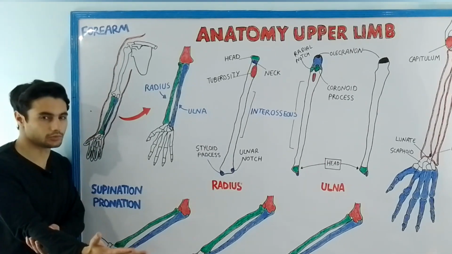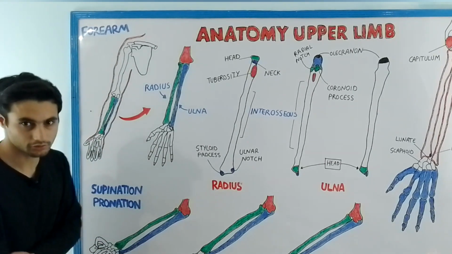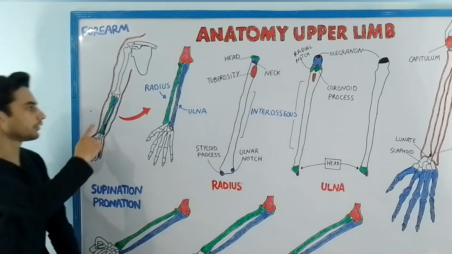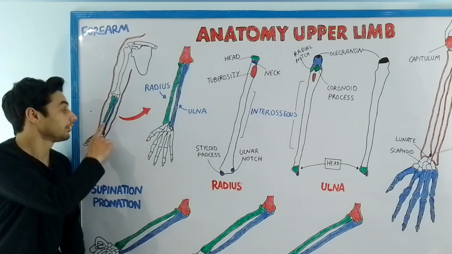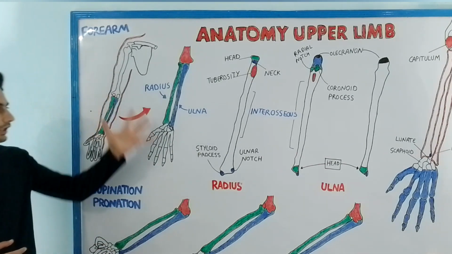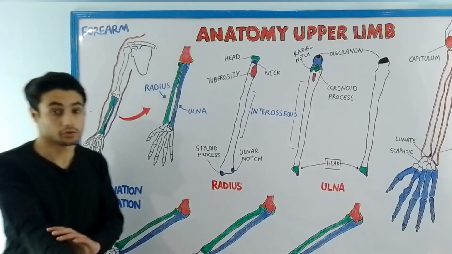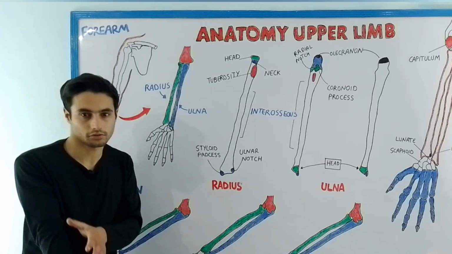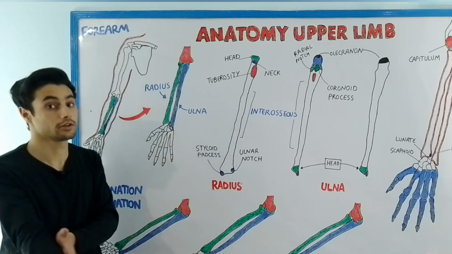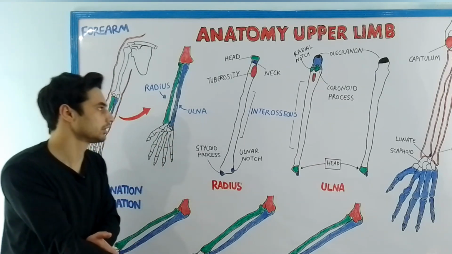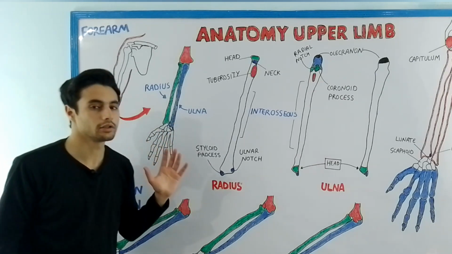Now, your forearm or the antebrachium consists of two important bones, the radius bone and the ulnar bone. Have a look at this diagram. The radius bone is present on the lateral side and the ulnar bone is present on the medial side. Now, let's discuss these bones one by one.